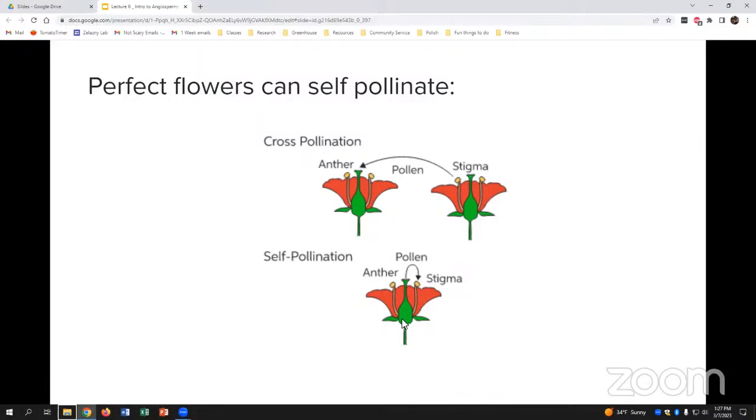But you can see the female structures and the male structures in this self-pollination image, versus if you only had imperfect flowers, you'd have to have two of them. Perfect flowers can also cross-pollinate, so you can also have genetic mixing, but they don't have to.